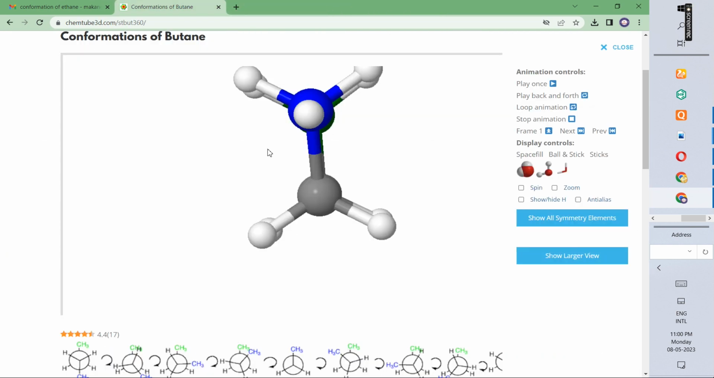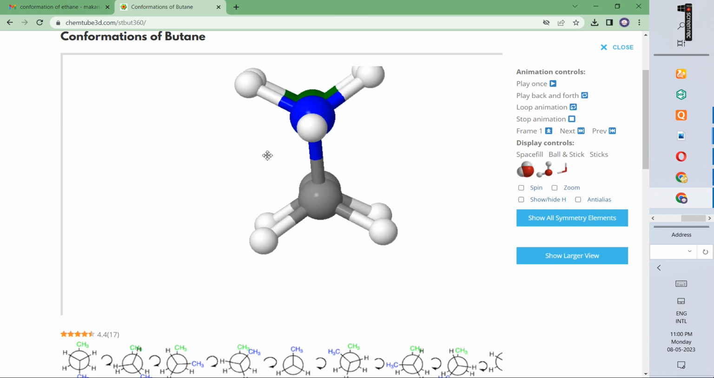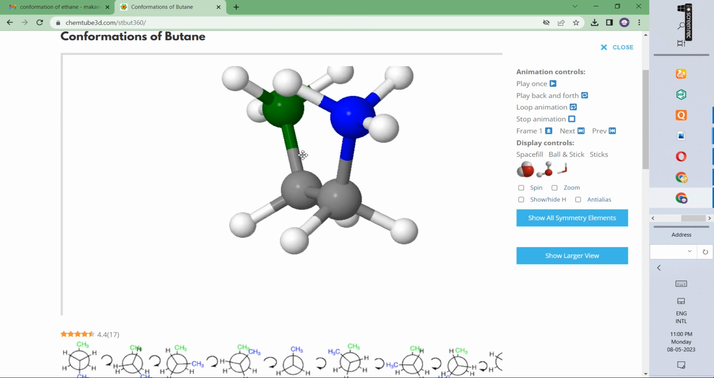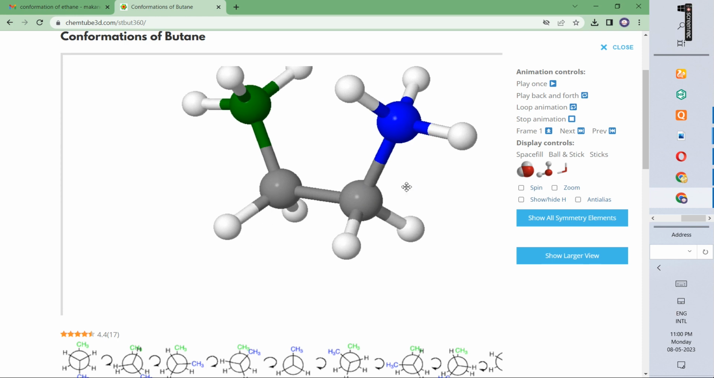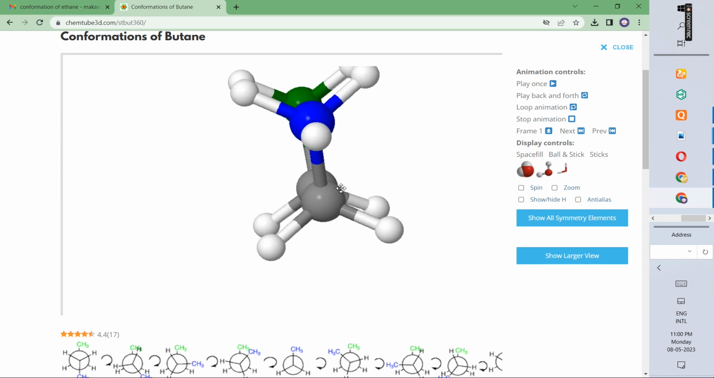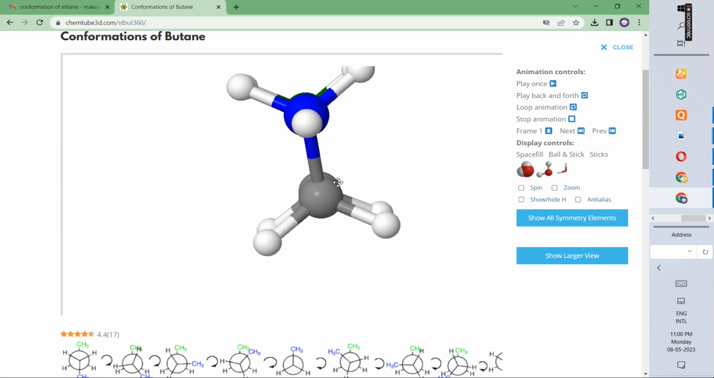Okay, now look at this. This is your 3D picture of the C-C bond, and this is one methyl group attached to this carbon. This is the methyl group attached to this carbon, and these are the hydrogen atoms. So that will be seen like this. Look at this, they are eclipsed. This is your fully eclipsed conformation of the butane molecule. Highly energetic. You can see everything is superimposed.